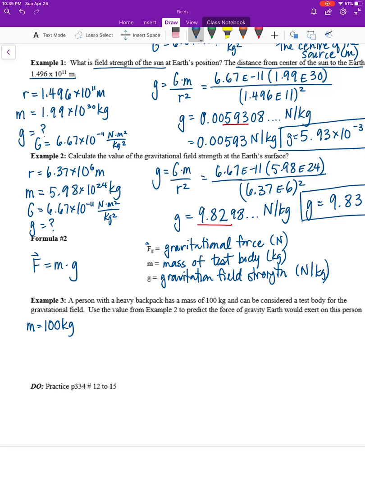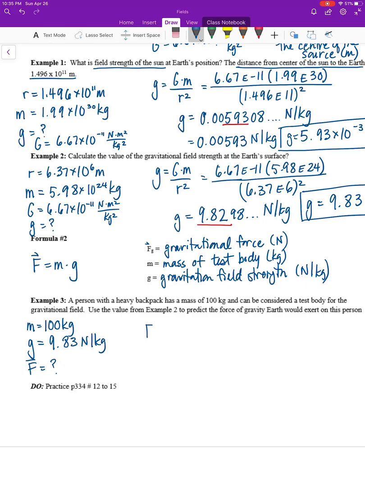We also know that we're at the surface of the Earth, and they tell us to use the value of g that we calculated from example number 2. So we'll use our rounded number, 9.83 newtons per kilogram. And what they want us to solve for is what is the gravitational force on that person. So what force is holding that person to the Earth's surface.